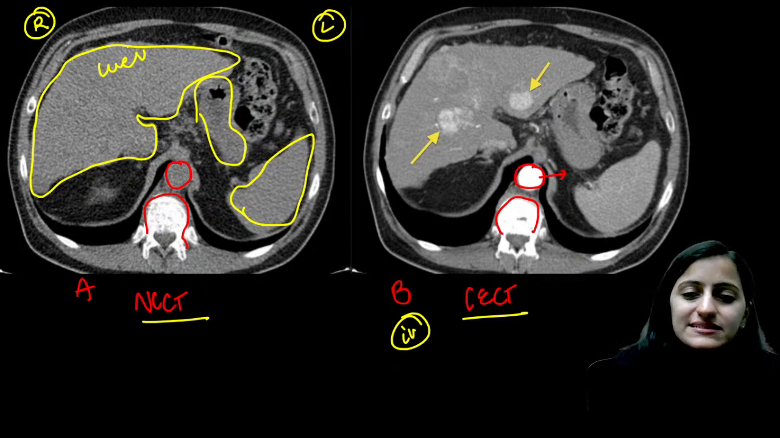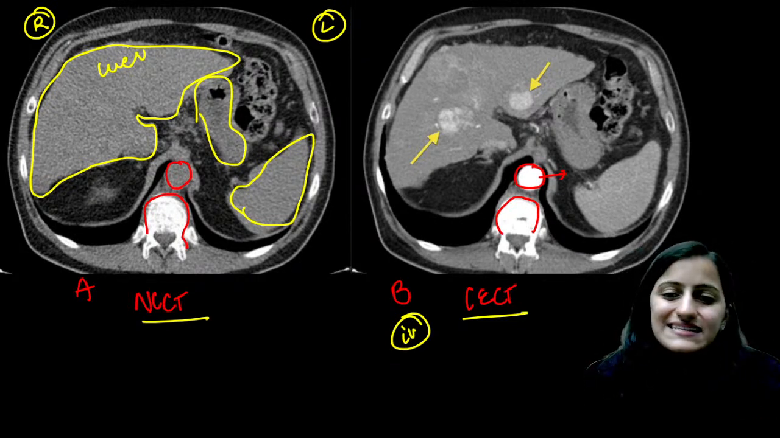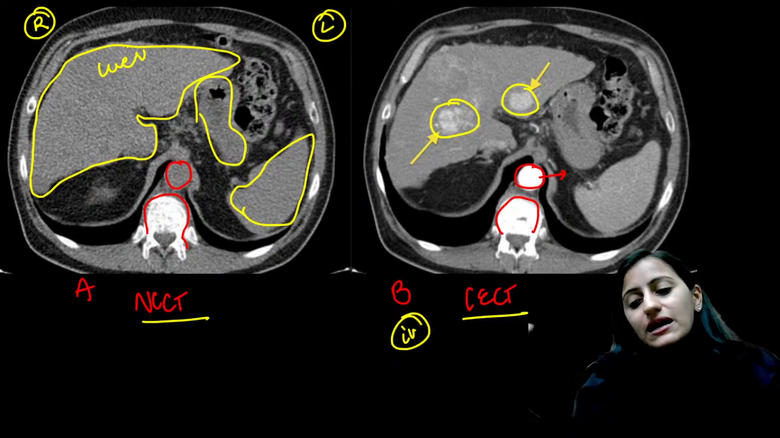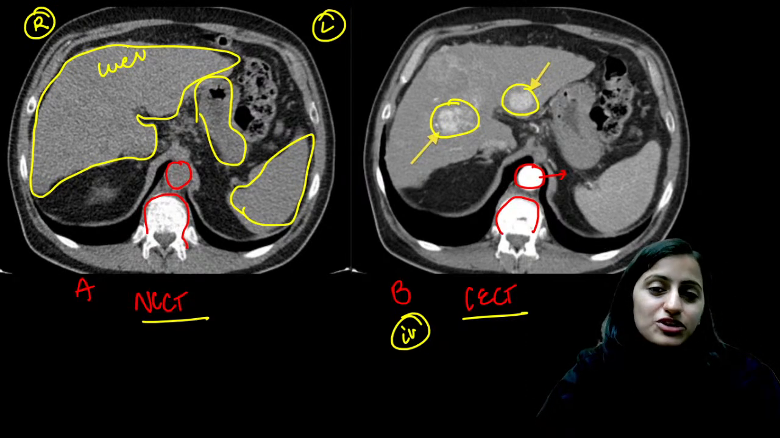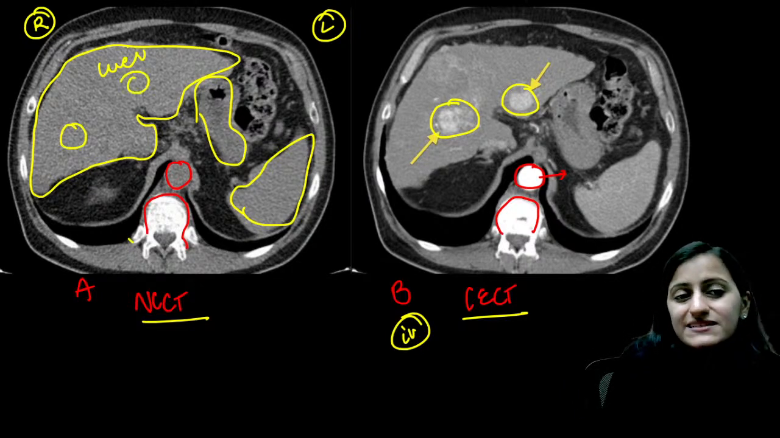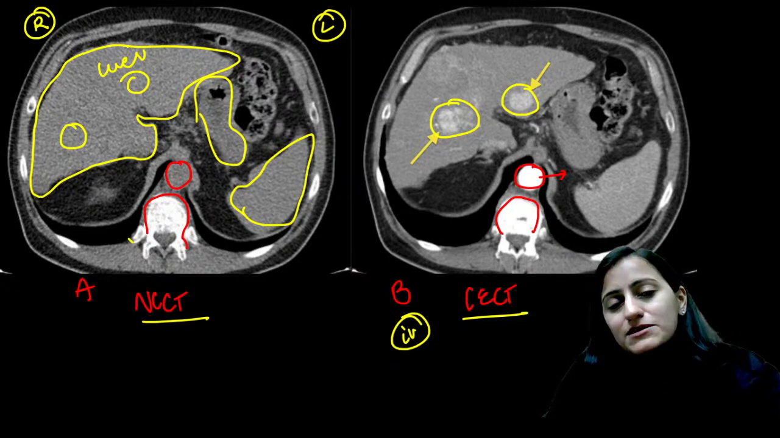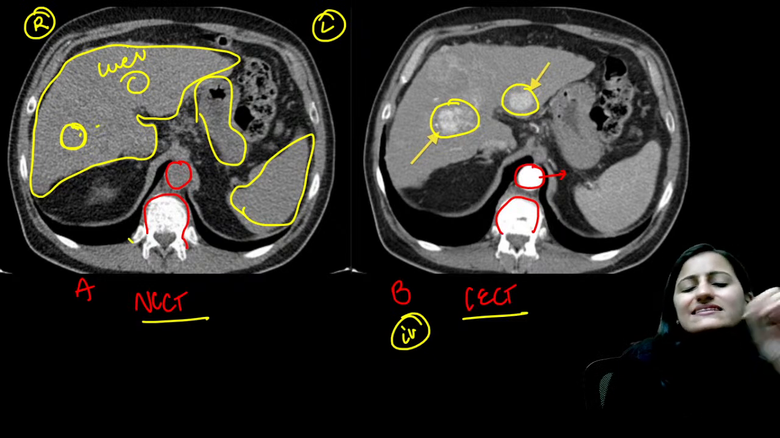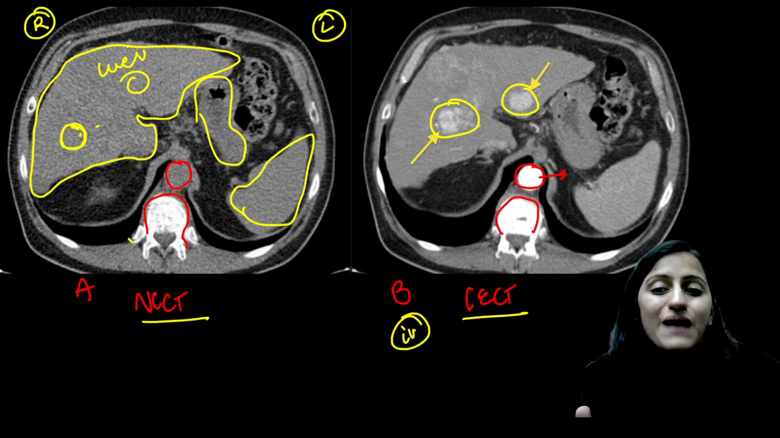In the non-contrast CT, we are not seeing anything in the liver. When we did a contrast scan, same patient, there are some lesions that we are seeing which look different from the rest of the liver parenchyma. It is not that the patient suddenly got the lesions. The lesions were present in the non-contrast CT as well. But why are we not able to see them? Because their density is like the adjacent liver parenchyma, so they are camouflaged in the liver parenchyma.